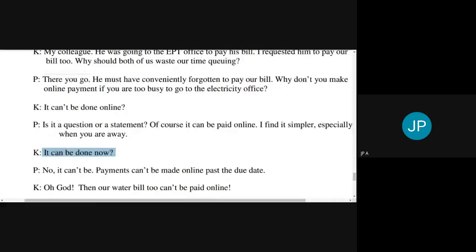It should be, can it be done now? So the "can" should come in the beginning. Only then it becomes a question. If you say, it can be done now, then it is the structure of a plain statement. So it should be reversed. The auxiliary, or the helping verb, should come in the beginning of the sentence. Then it becomes the structure of a question.